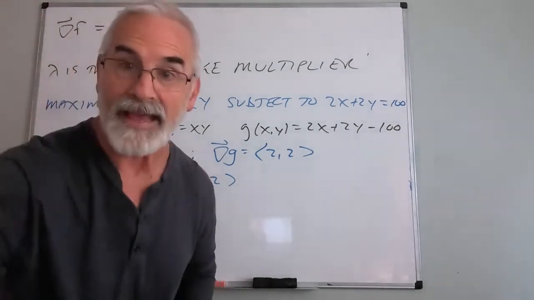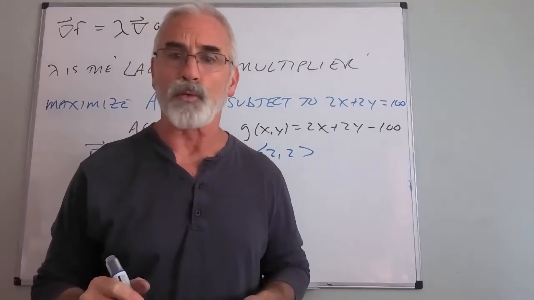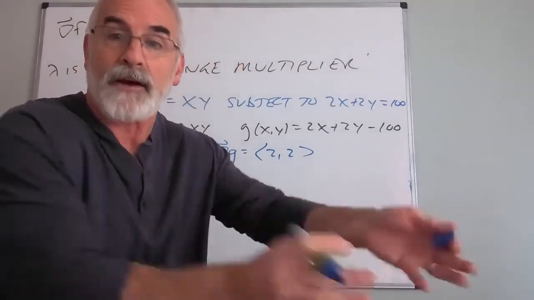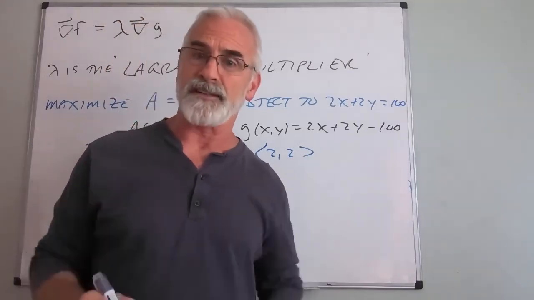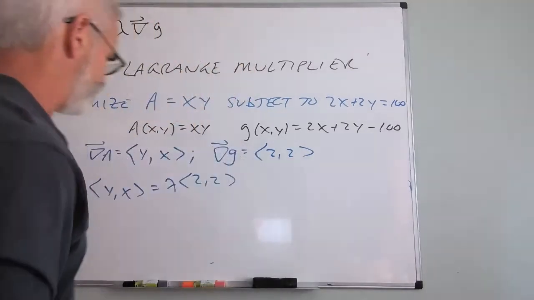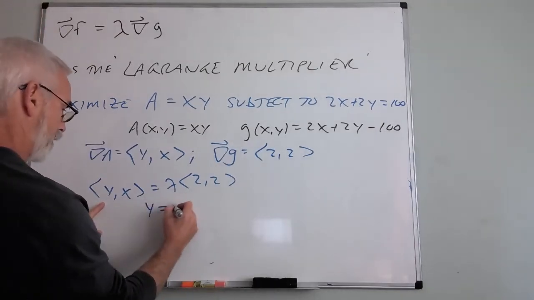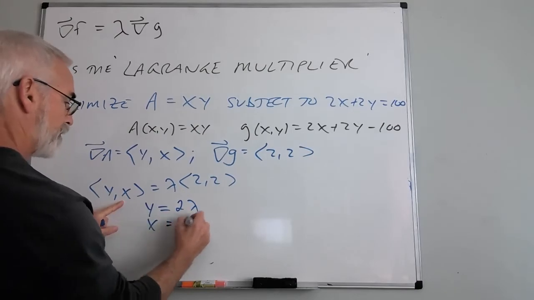Lambda cannot be 0. But the other weird thing about this problem is you rarely are actually going to solve for lambda. It is rare that you actually calculate the value of lambda. You're not really interested in the value of lambda. You're interested in x and y. So where does lambda come in? Well, according to this, y equals 2 lambda and x equals 2 lambda.